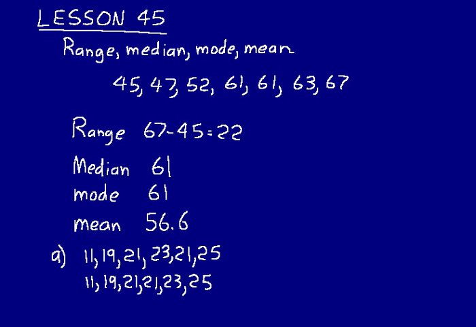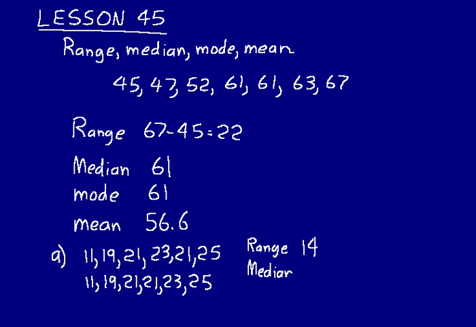Okay, so the range, that's the difference between the highest and the lowest number. So that'd be 25 minus 11 is 14. The median, that's the middle number.